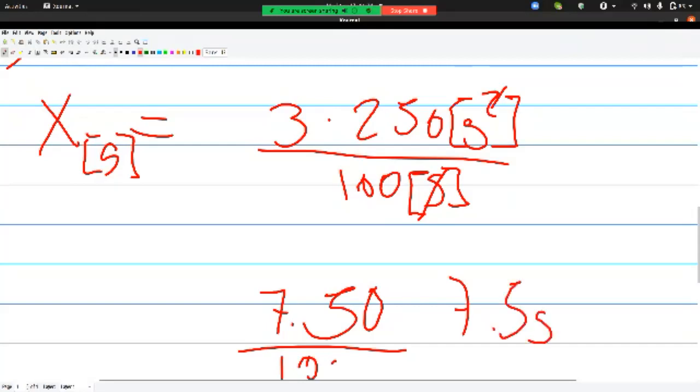So we got 7.5 grams of copper sulfate. It's going to be like CuSO4. I think that's copper sulfate. Let me just check this out. Yeah, it's called copper sulfate. But I think that's it.